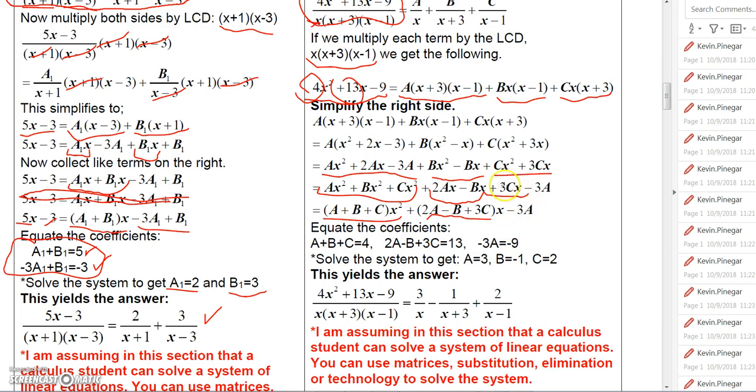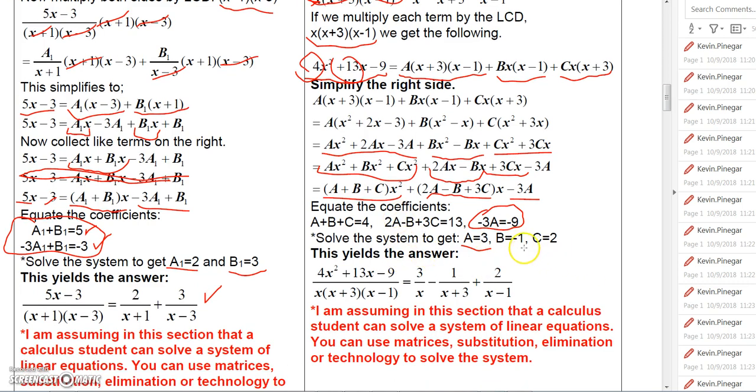And then the constants, I actually only get one constant here, the minus 3a. So the minus 3a must equal the constant term, negative 9 up here. So minus 3a must be equal to negative 9. Now, you can easily solve for a from this last equation here. And so you get a equals 3. And then you can plug the 3 back into each of these and simplify the equations. And then you can solve the system of equations you get to get b and c.